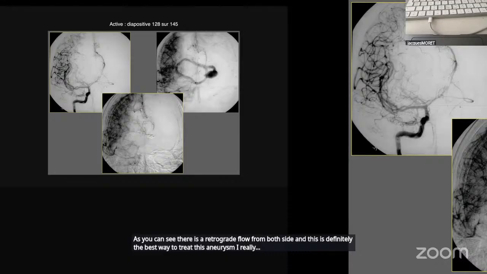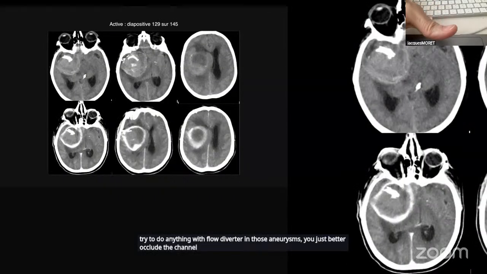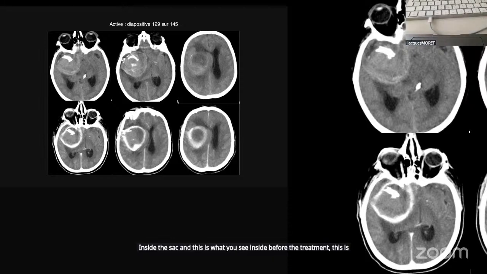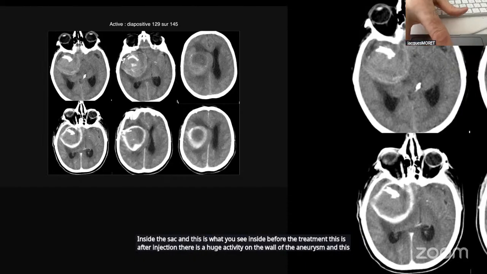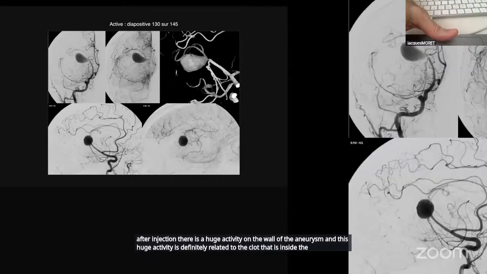I really emphasize the fact that you should not try to do anything with a flow diverter in those aneurysms. You are better off occluding the channel inside the sac. And this is what you see before the treatment. This is after injection. There is a huge activity on the wall of the aneurysm, and this huge activity is definitely related to the clot that is inside the sac of the aneurysm.